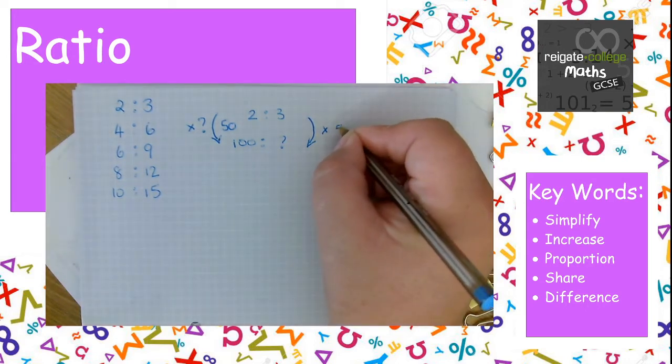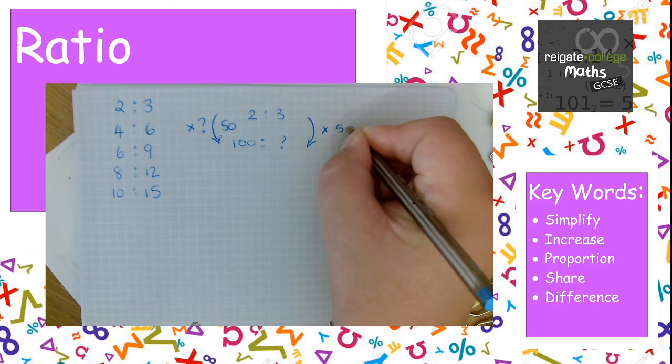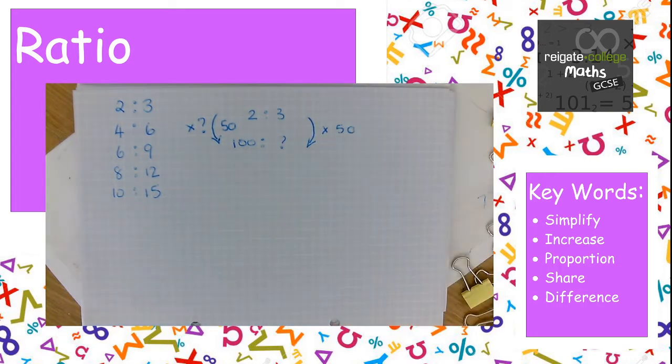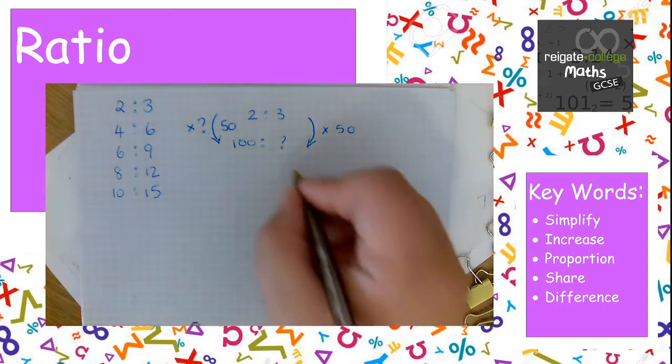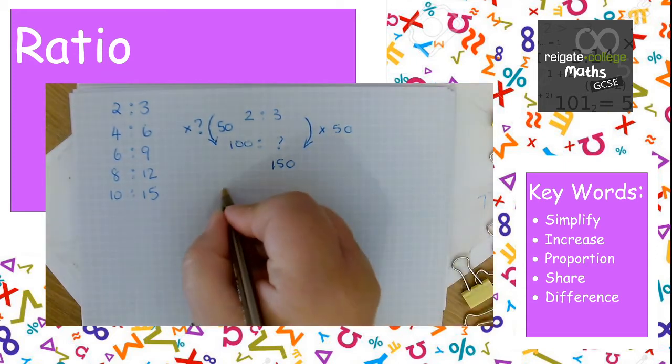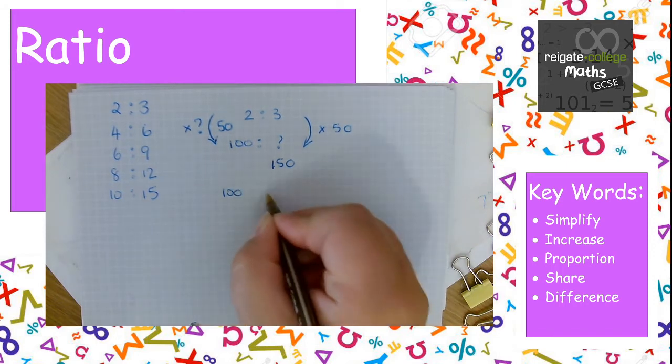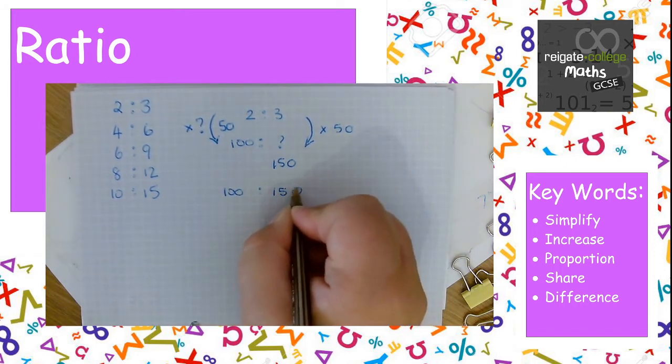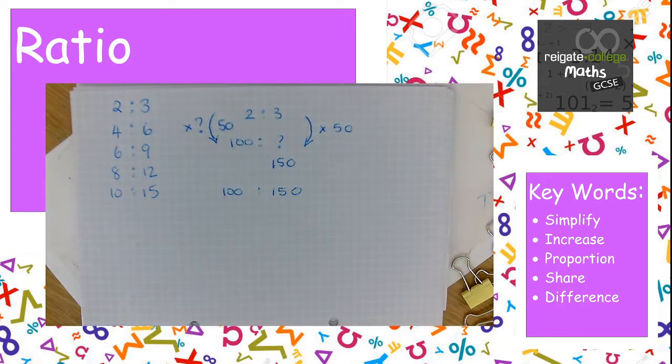So if I multiply 3 by 50, I will get the ratio of green clips to yellow clips starting from 2 to 3. So 3 multiplied by 50 would give me 150. If I had 100 yellow clips, I would have 150 green clips.